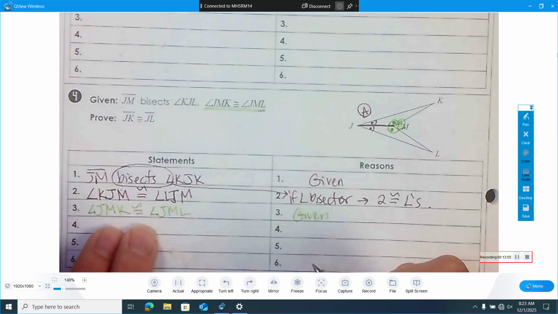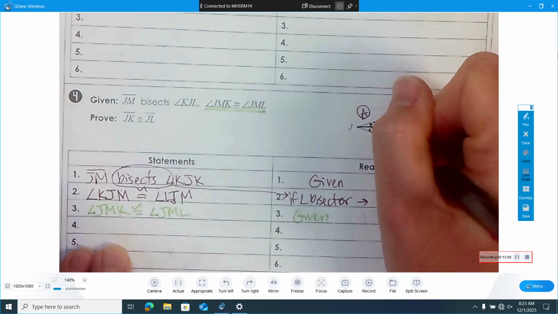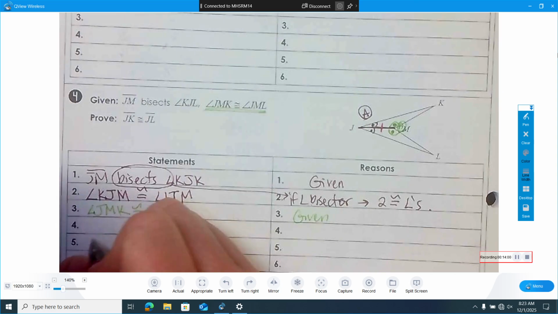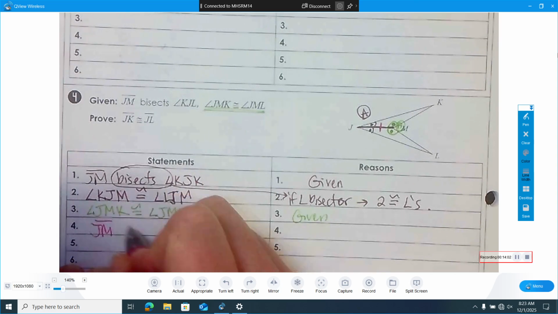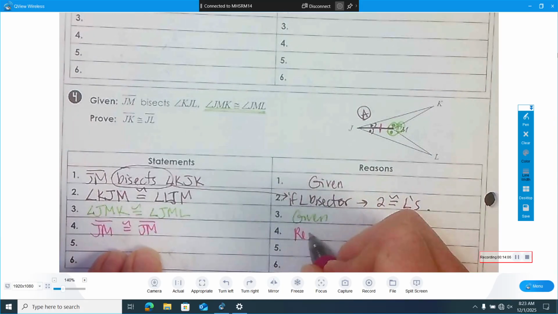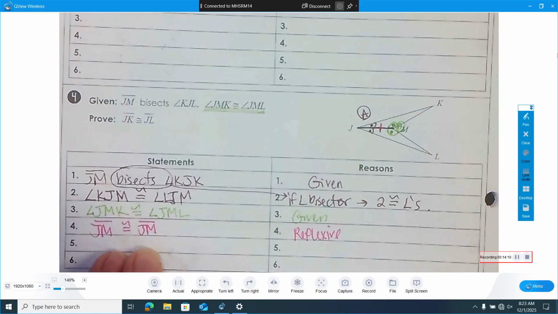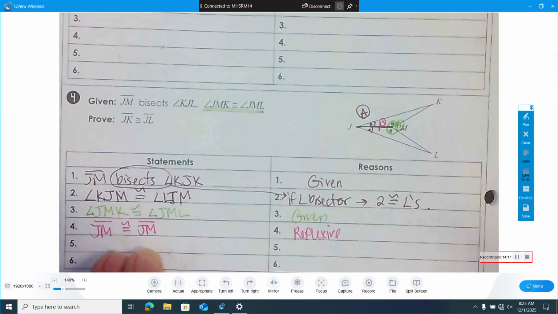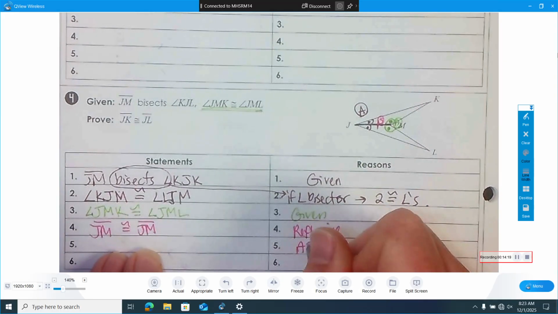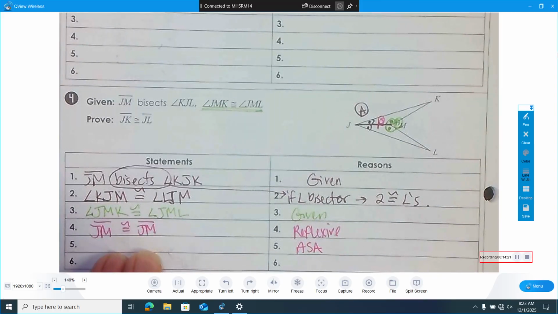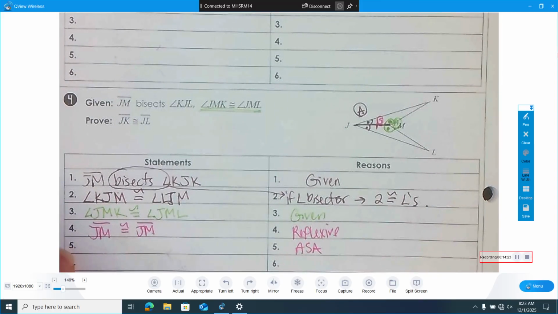Well, reflexive side, yes. Right here in the middle, segment JM is congruent to segment JM by the reflexive property. It is a part of both of those triangles. So what do we know? That is a pair of sides there. Angle, side, angle. All right, so we've got some triangles that are congruent by angle, side, angle.